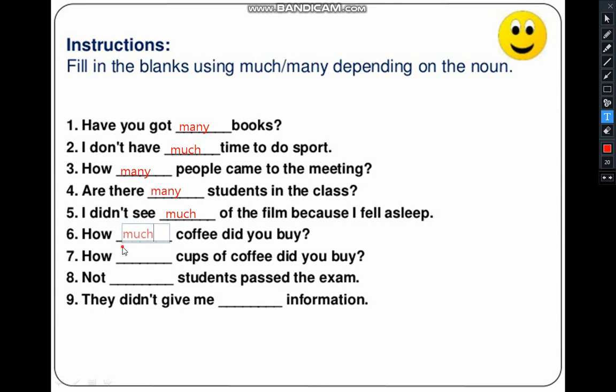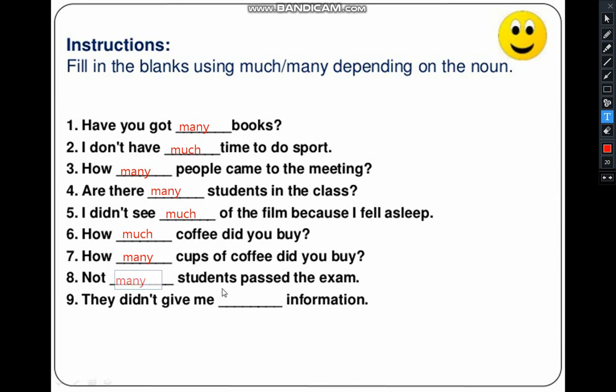How dash cups of coffee did you buy? Cups, we can count cups. Cups is a plural word of cup, so it will be many. Now dash students pass the exam. The same question is repeated again, students, so it will be many.